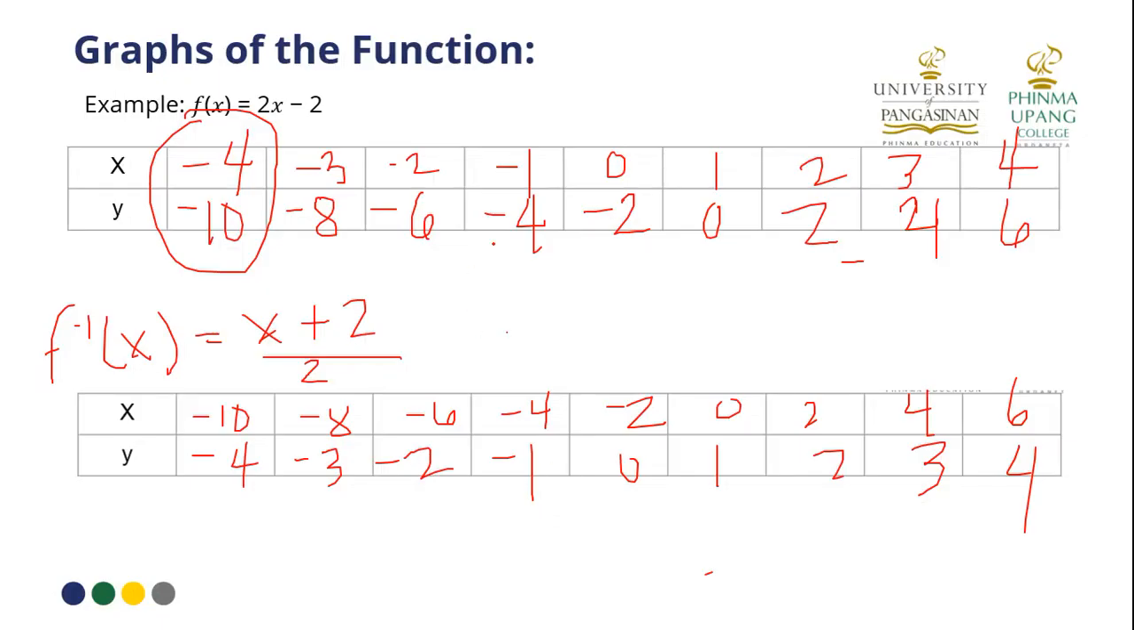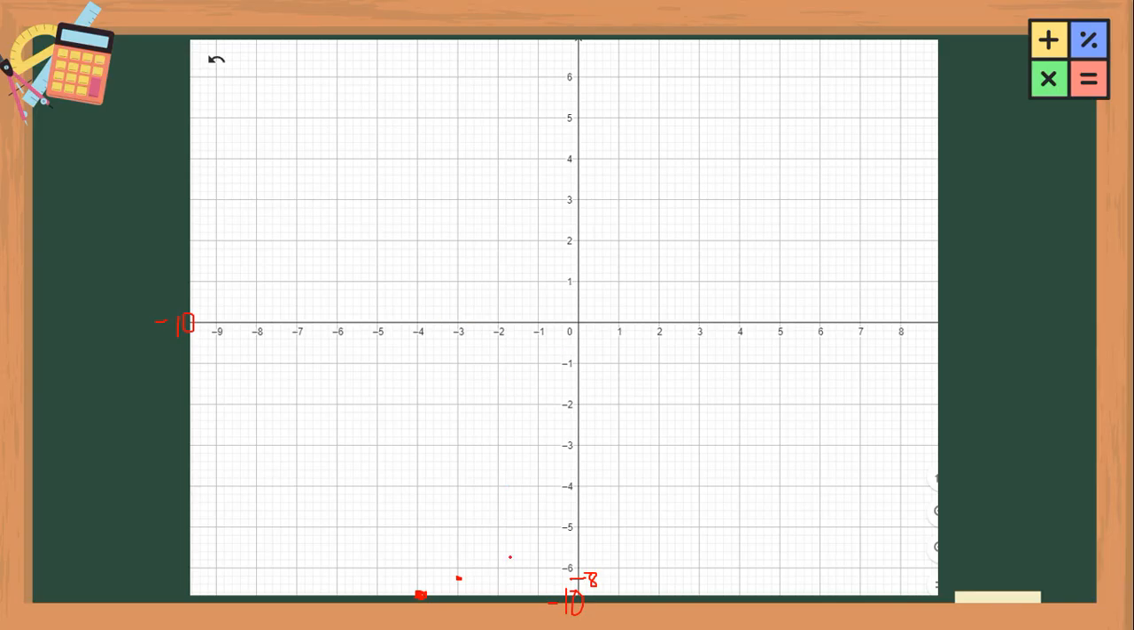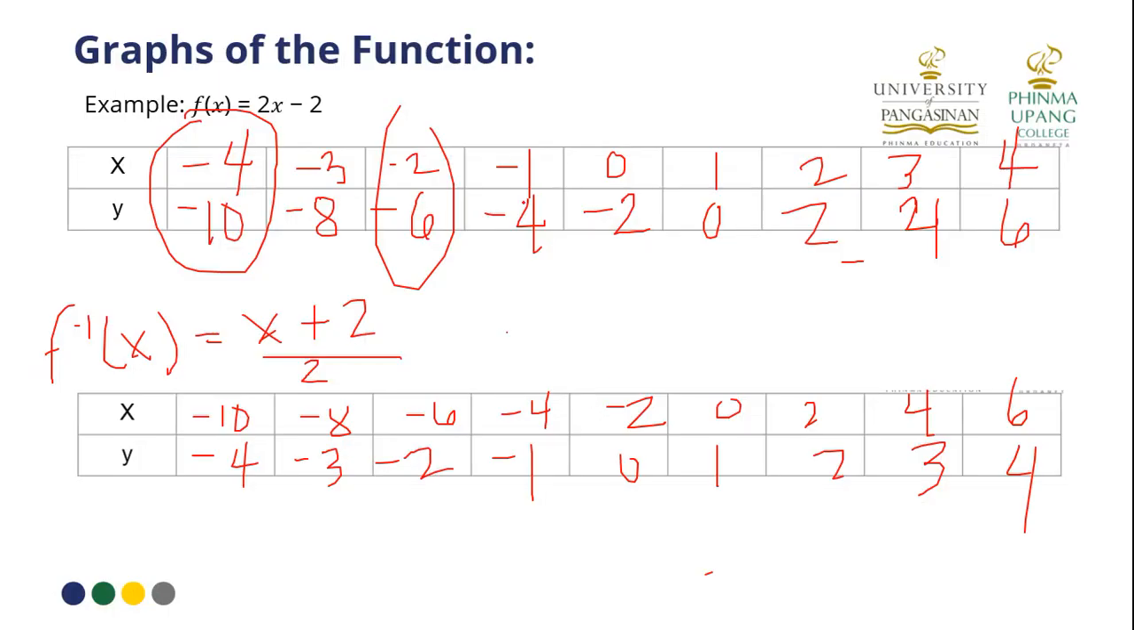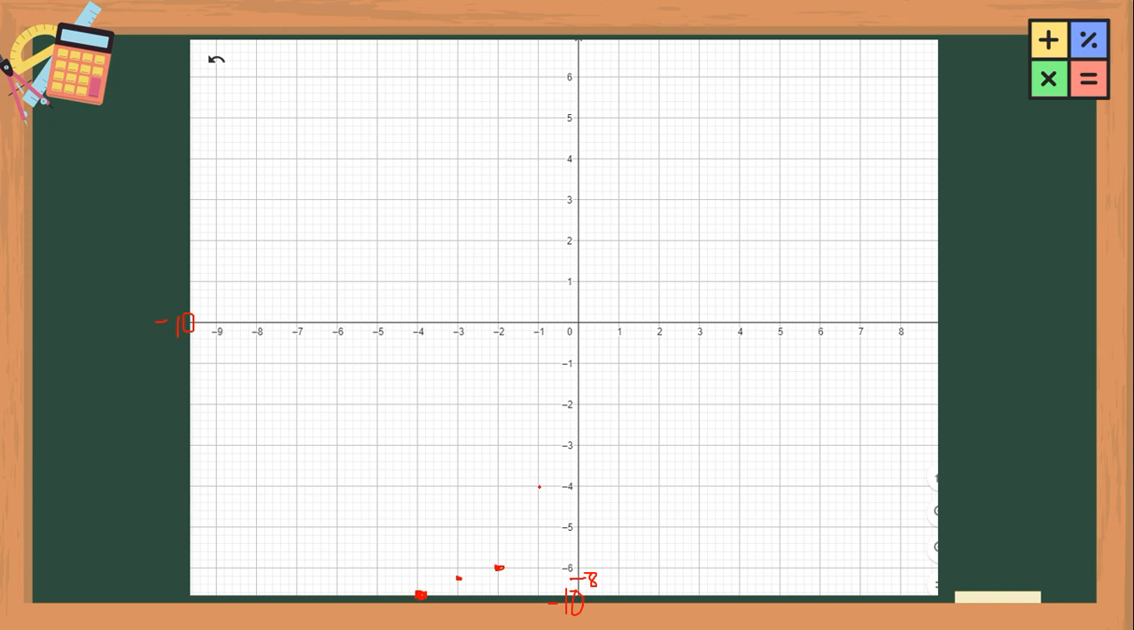Next is negative 2, 6. Nandito yung negative 2, 6. Negative 1, 4. Nandito. Sir, hindi po siya magiging straight. Opo, hindi siya magiging straight kasi kulang tayo dito. Ang pinapang-ano ko lang dito is alam nyo kung paano siya i-graph. Okay? Then, yung 0 and negative 2. So, nandito siya. Then, 1, 0 is nandito. Then, 2, 2 is nandito. Then, 3, 4 is nandito. So, x is 3, then y is 4. Then, 4, 6 is nandito yung 4, 6 natin. Straight yan ha.